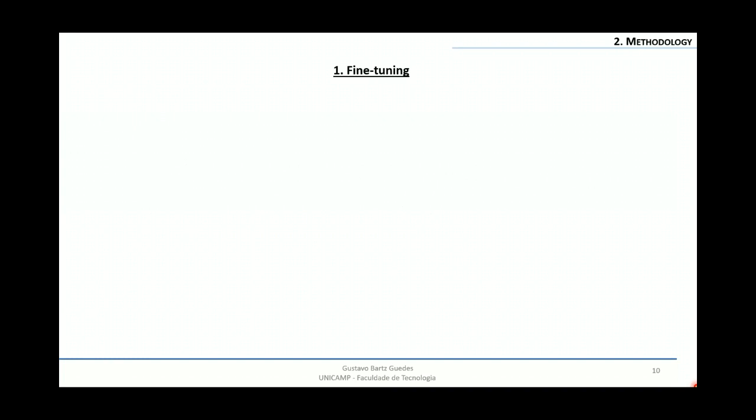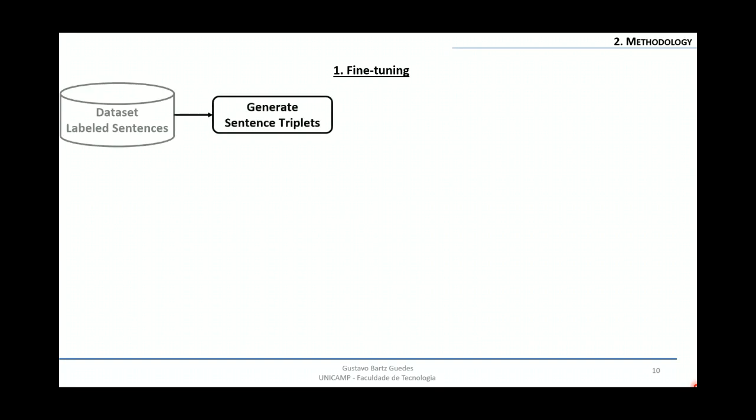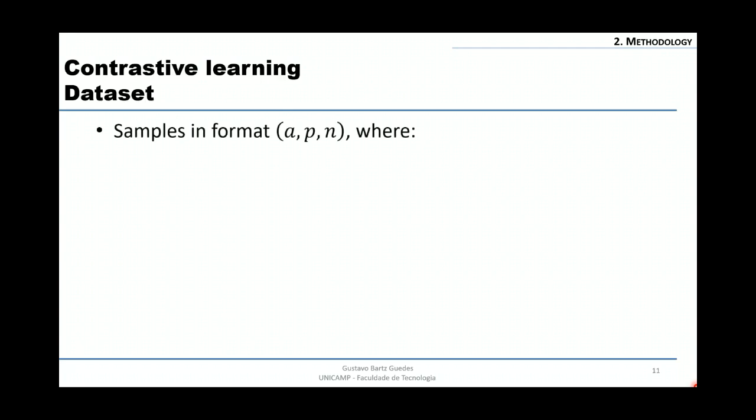So the first stage, which is fine-tuning. We have a dataset of labeled sentences. So we have a sentence and the label that can be background, method, objective, or result. And we generate sentence triplets. Sentence triplets are necessary for contrastive learning. So here I'll also give a high-level explanation of how contrastive learning works.